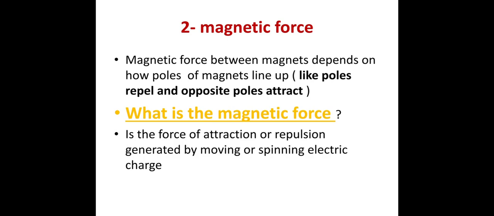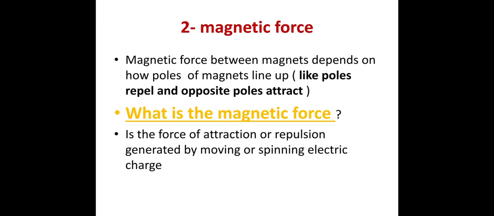As for lining up poles, we know that all things that are alike repel, and opposite or unlike things or poles attract. So the magnetic force between magnets depends on how the poles of a magnet line up. Like poles repel and opposite poles attract. From here, what is the magnetic force?